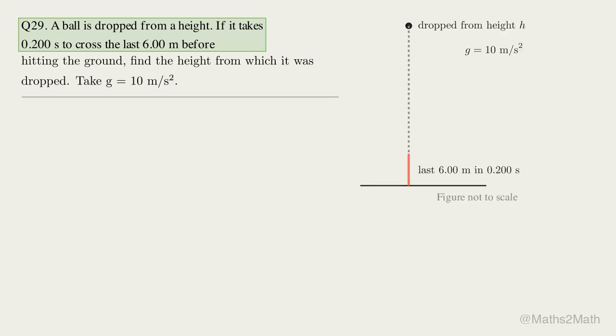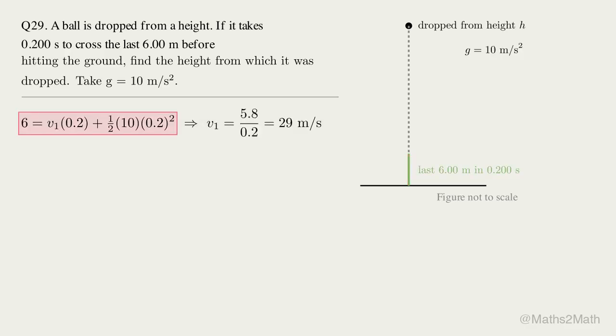Question 29. A dropped ball crosses its last 6 meters in 0.2 seconds. Take g equal 10. Find the height it was dropped from. What does this mean? First find the speed entering that last stretch, then how far it had already fallen to gain that speed over the last stretch. 6 equals v1 times 0.2 plus half of 10 times 0.04. So v1 is 6 minus 0.2 over 0.2, 29 meters per second.